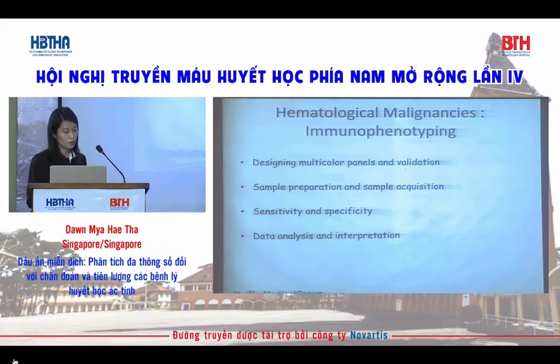So to perform immunophenotyping by flow cytometry, we need to first design multicolor panels with fluorochrome conjugated monoclonal antibodies after selecting the target antigens on the specific cells of interest. And these multicolor panels have to be validated and improved as necessary. And the laboratory has to develop standard operating protocols for sample preparation and sample acquisition. And the test sensitivity has also to be determined by the individual laboratory. And finally, data analysis and interpretation can be done by a trained laboratory staff or by the trained hematopathologist.